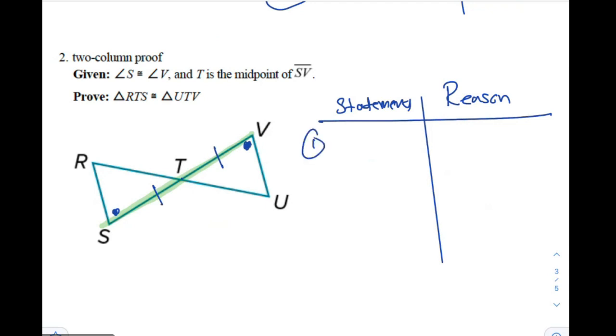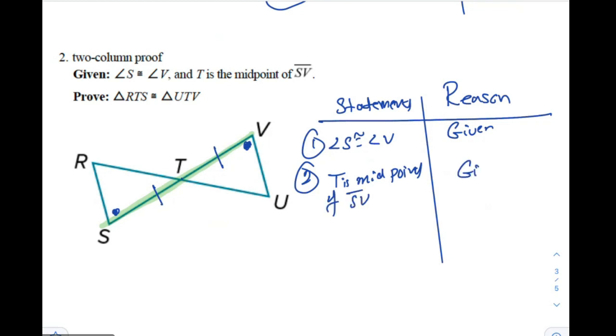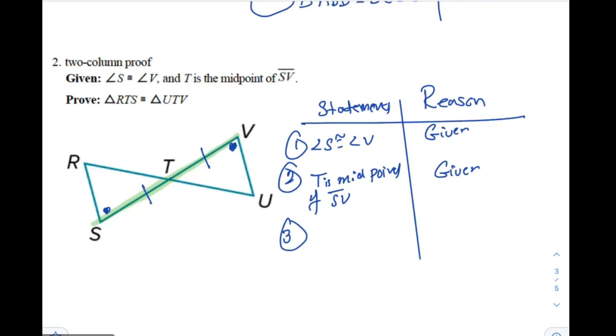So let's write angle S is congruent to angle V, and it's given, not a conclusion from us. Also, it's given that T is the midpoint of SV, and this is also given. Now, what is the conclusion? What do you know if this is the midpoint? If T is the midpoint, then what? Then ST will be congruent to TV, and this is the definition of midpoint, because the midpoint cuts the segment into two congruent parts.